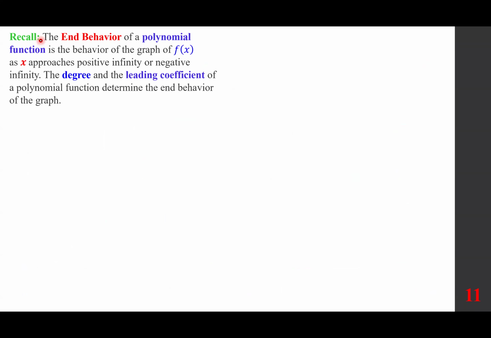Recall, this is from pre-calculus. The end behavior of a polynomial function is the behavior of the graph of f of x as x approaches positive infinity or negative infinity. The degree and the leading coefficient of a polynomial function determine the end behavior of the graph. In other words, a polynomial is in the form f of x equals a sub n x to the power of n, all the way to a sub 0. And eventually it'll look like its leading term, a sub n x to the power of n. That's what we are saying, everybody.